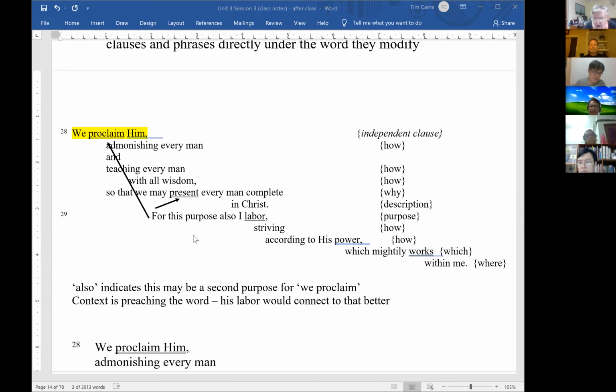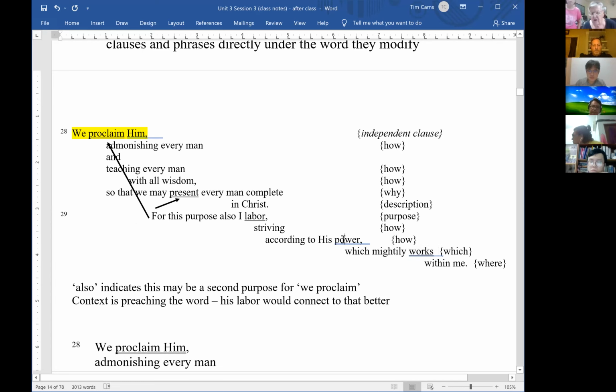So what does which mightily works tell us? Which one, or where, or what, or how? Yeah, it's describing power. Which power? Oh, okay. Power which mightily works. That power. So it's connected to power.